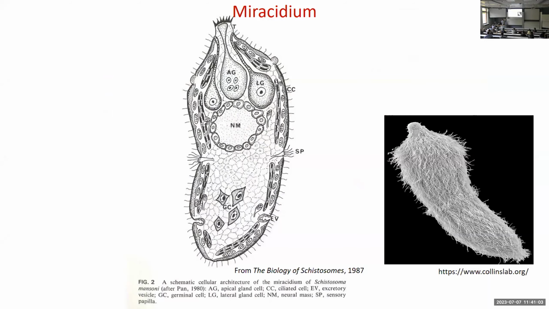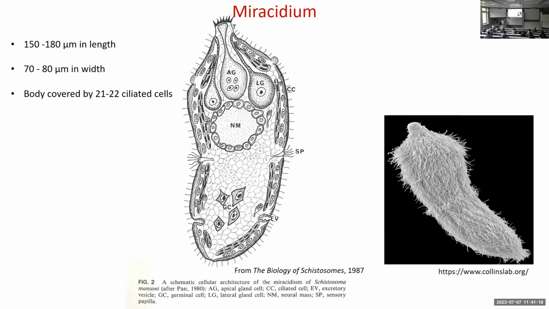So miracidium is a very, very interesting organism, around 150, 180 micrometers in length, depending on the species again, and it can change its shape. It's covered by 21, 22 ciliated cells with the cilia that allow it to swim. The average swimming speed is around 2 millimeters per second for Schistosoma mansoni, the most common species, the species that most of the research is on. But it depends on many factors, and I will talk about these factors. And we can actually influence the swimming speed, which is where the fluid mechanics comes in as well.